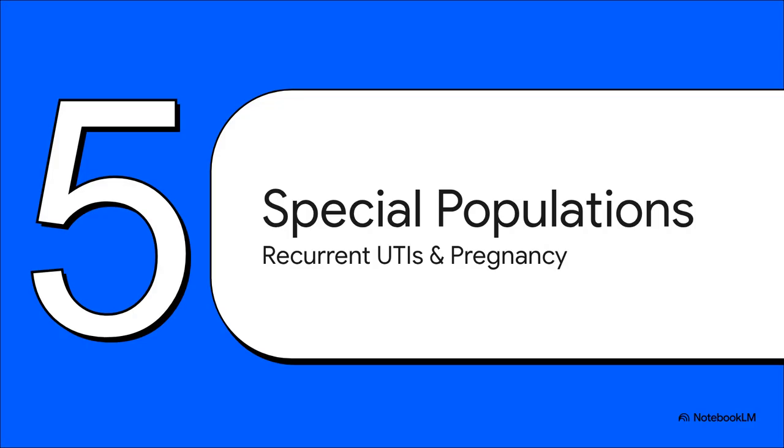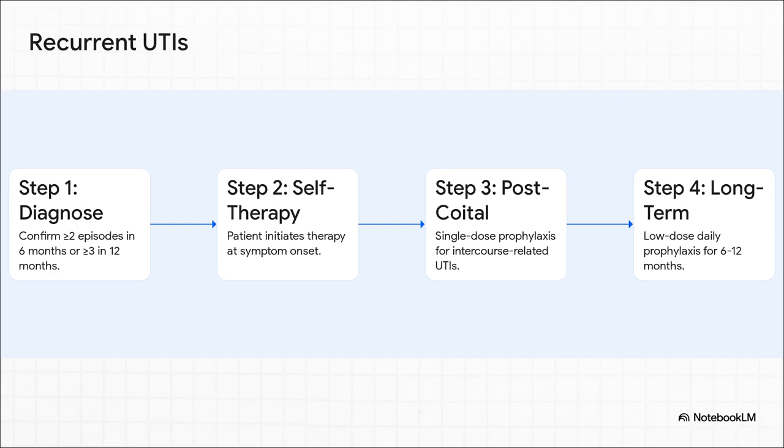Okay, let's shift gears now and tackle a couple of the trickier situations you are definitely going to see. Patients with those frustrating recurrent infections and patients who are pregnant. Both of these require a little extra thought. For recurrent UTIs, there's a pretty clear playbook to follow. First, just make sure they actually meet the definition. From there, your role is to help them understand the options. You can talk about things like patient-initiated therapy, where they have a prescription ready to go, or maybe postcoital prophylaxis, if that seems to be the trigger. And for some, long-term low-dose antibiotics might be the answer.